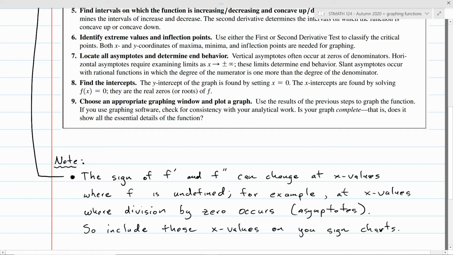Of course, identifying any asymptotes. So if you notice that you're getting division by 0 in the function, you know you're going to get an asymptote there.